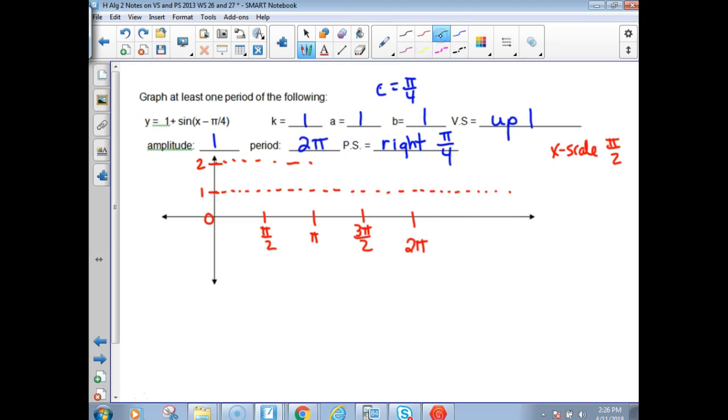This is a sine graph. So we start at our center line. I'm going to graph it without the phase shift first. It starts at the center line, goes up, back to the center line, then down to the min, and back to the center line.